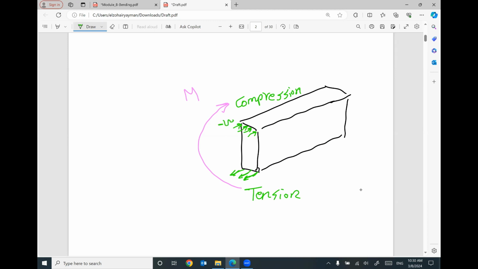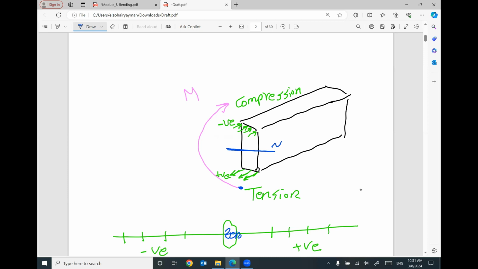This stress will be negative. This stress will be positive. Numerically, if we have the number line with positive numbers on one side and negative numbers on the other side, to move from negative to positive or from positive to negative, we have to pass through zero. That makes sense? So between the tensile stress at the bottom, at the tail of the arrow, and the compressive stress at the top, at the head of the arrow, we must have a line, which is called the neutral axis. Neutral axis means it's not tensile stress, it's not compressive stress, it's not positive, it's not negative, it's neutral, zero.